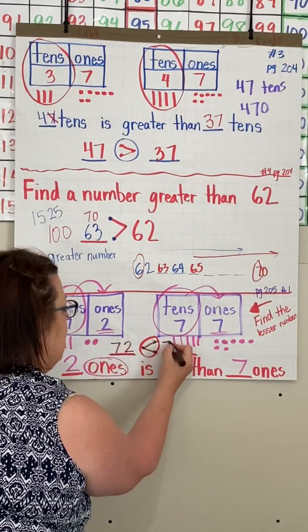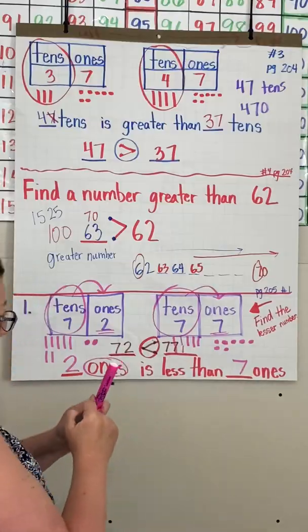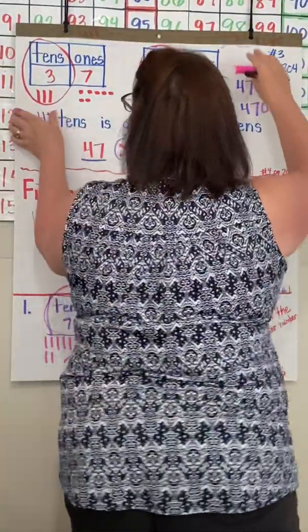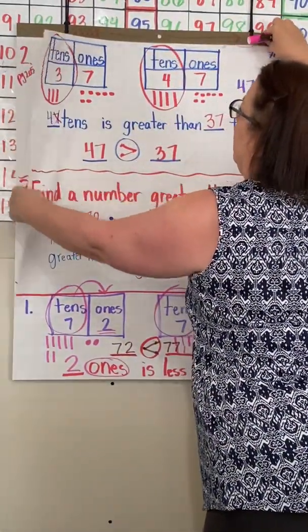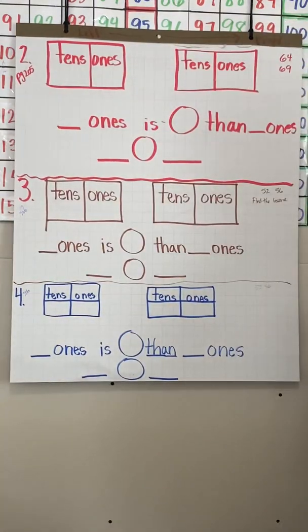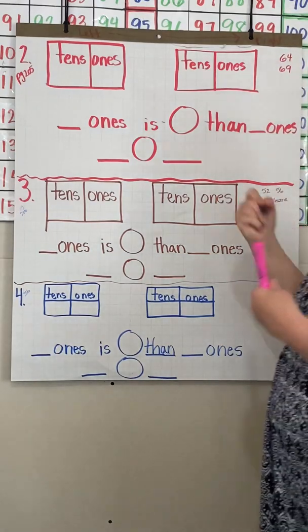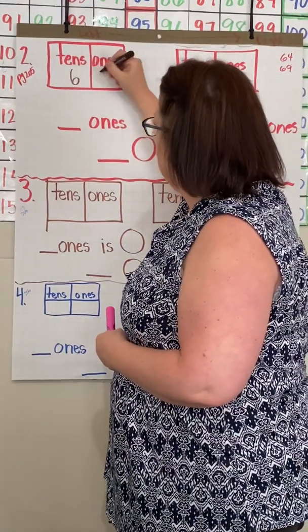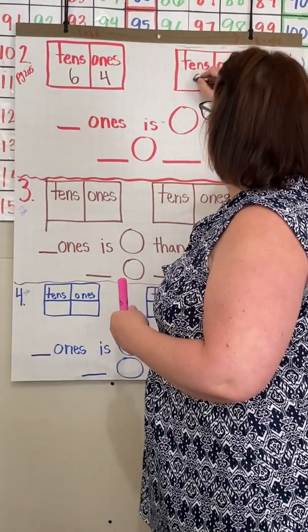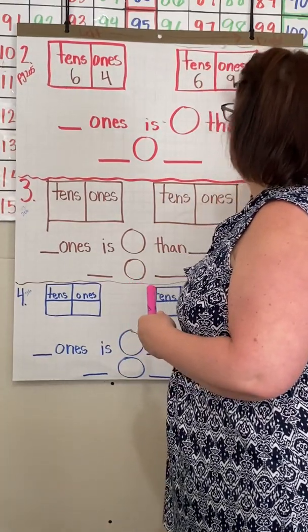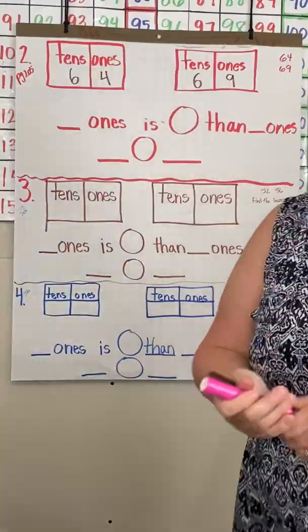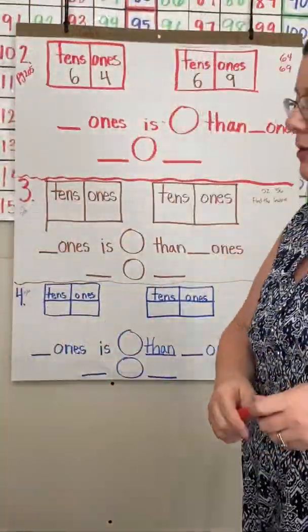72 is less than 77. Okay, so now we're going to look at problem number 2 on page 205. And we have the numbers 64 and 69.